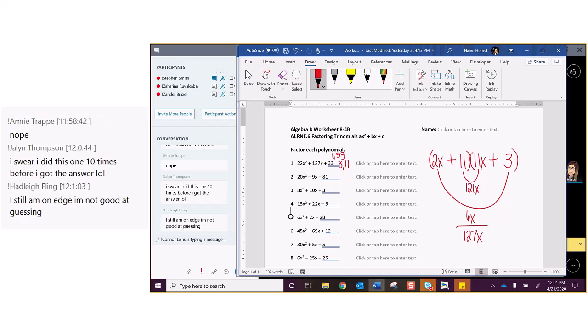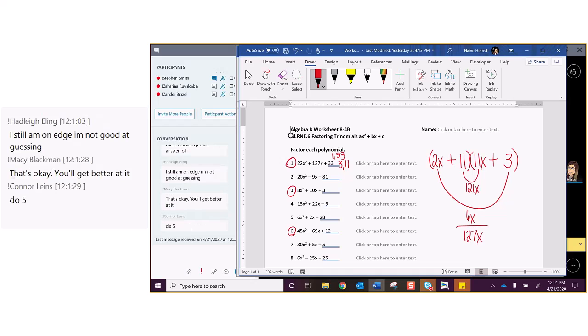So which ones did I do? I did 1, I did 3, and I did, get that cursor out of the way, go up, and I did 6. Do 5. Don't tell me what to do. Do 5, please. Please do 5.